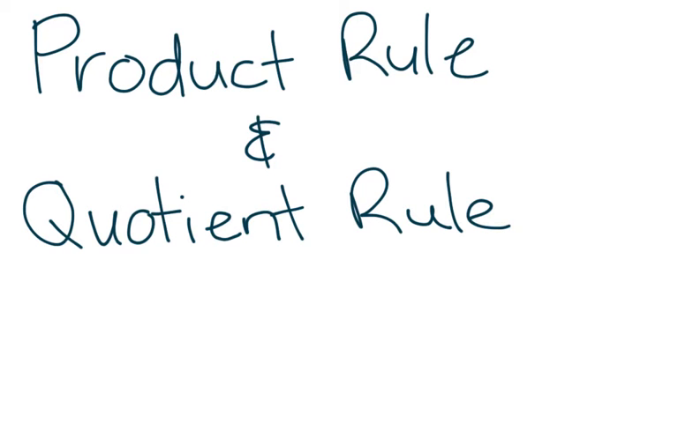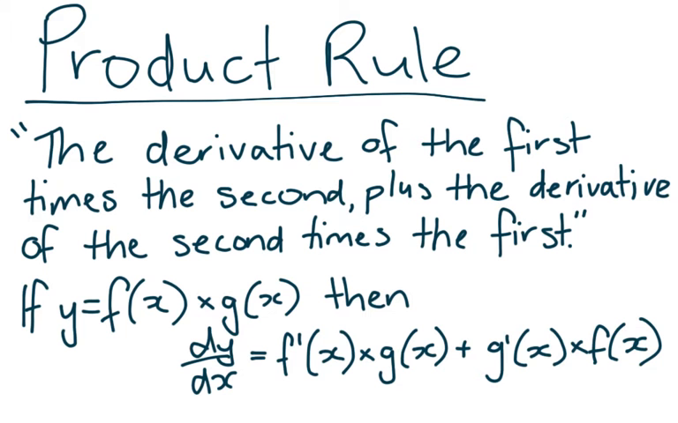This video is going to cover product rule and quotient rule. So they're two different ways of differentiating, and it's dependent on what the original function looks like. The product rule is when two functions are multiplied together, and we have to differentiate that using the product rule. And then the quotient rule is used when we've got one function divided by another. So we'll cover product rule first.